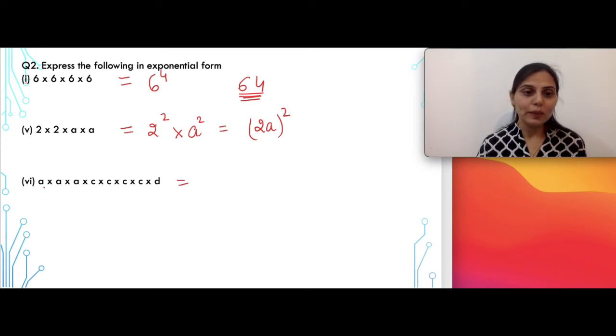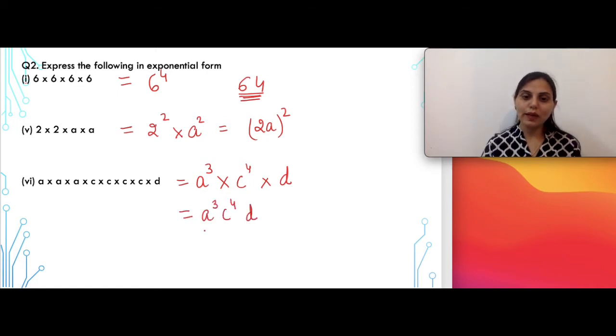A is multiplied 3 times here, so we can write this as a cube, or a raised to power 3, multiplied by c, which is multiplied 4 times, so the power for c will become 4, multiplied by d. Or in the next step, we can also write this as a cube c raised to power 4 d. When we write the answer like this, it is understood that the sign between these is multiplication. Moving on to the next one.